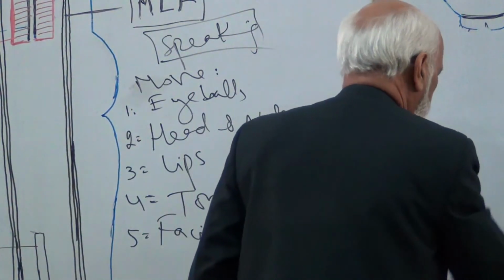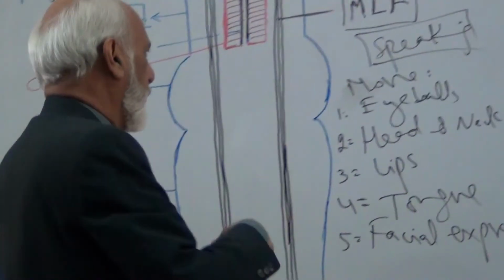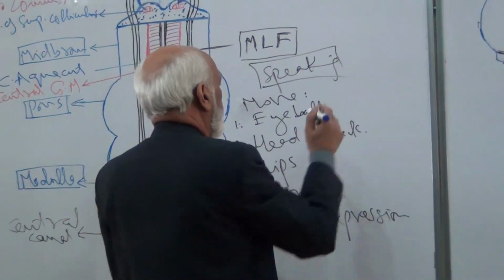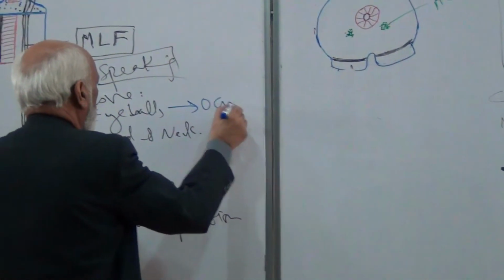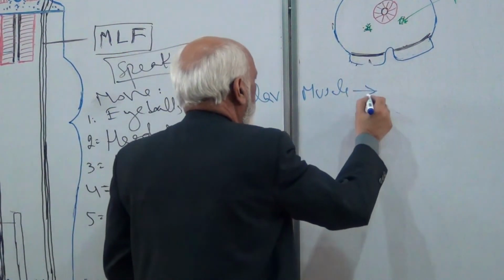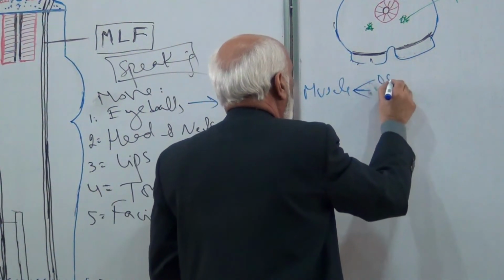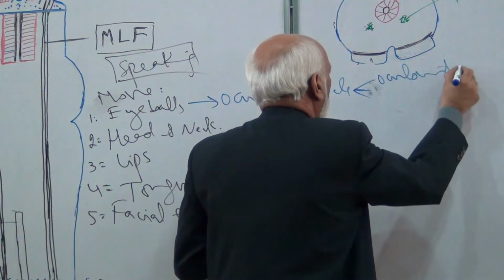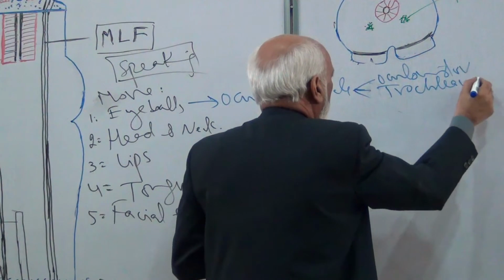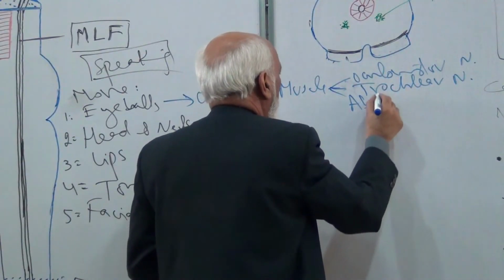The movements of all these parts of the body should be coordinated and synchronized. So you move your eyes using what? Ocular muscle. And what is the nerve supply of ocular muscle? Extraocular muscle: oculomotor nerve, trochlear nerve, abducens nerve.